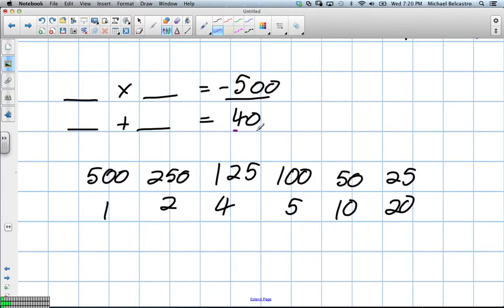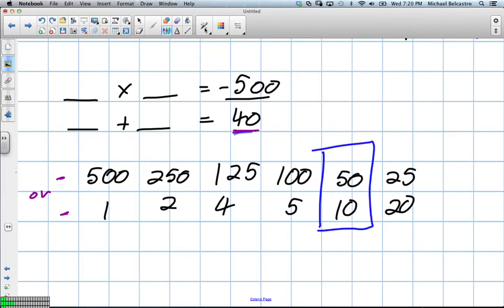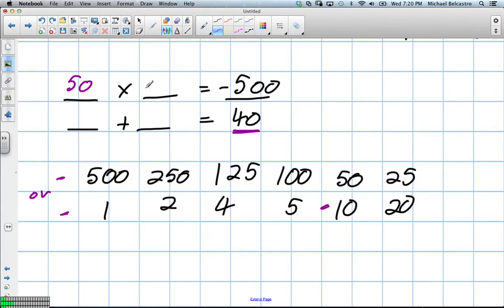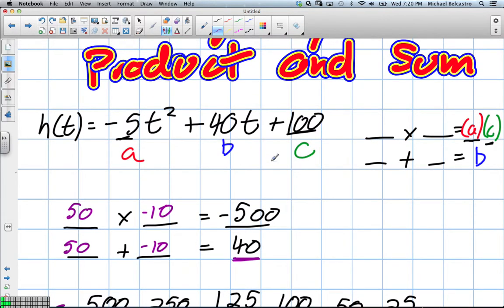We need one pairing to add up to 40. And because it's -500, we have the option of either making this guy negative or these guys negative. So let's look through pairings that'll add to 40. Do you see any? 50 and 10 stands right out, doesn't it? Well, let's make one of them negative. Which one will need to be negative in order to add up to 40? 10. Negative 10. So we get 50 times -10 and 50 plus -10. Boom, those factors worked. Great, okay?